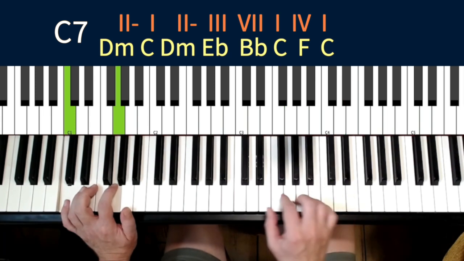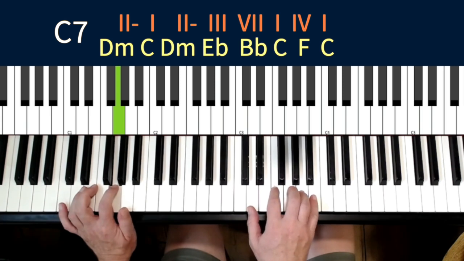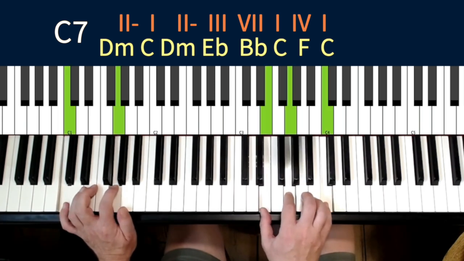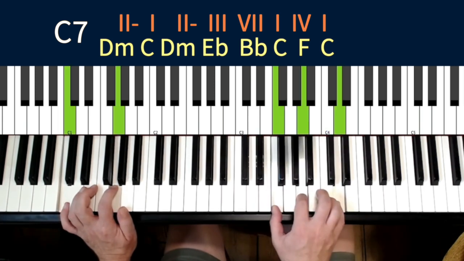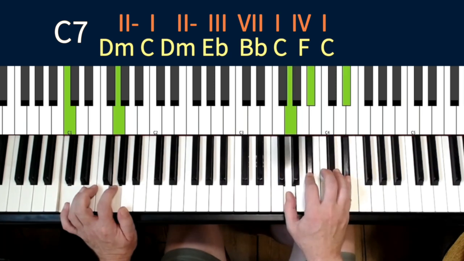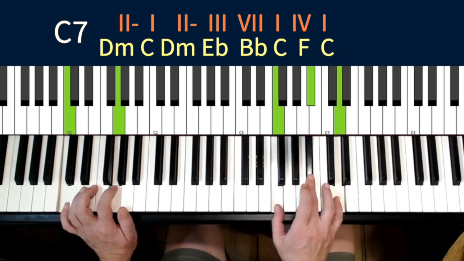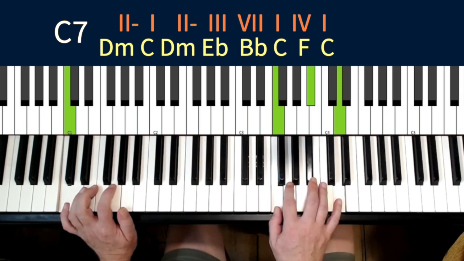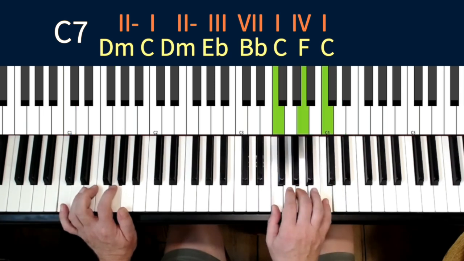Again, the first bit. 2nd degree. C again, 2nd degree. 3rd degree in minor. 7th degree, like the 7th chord on the minor 7. B flat inversion. And hold on.